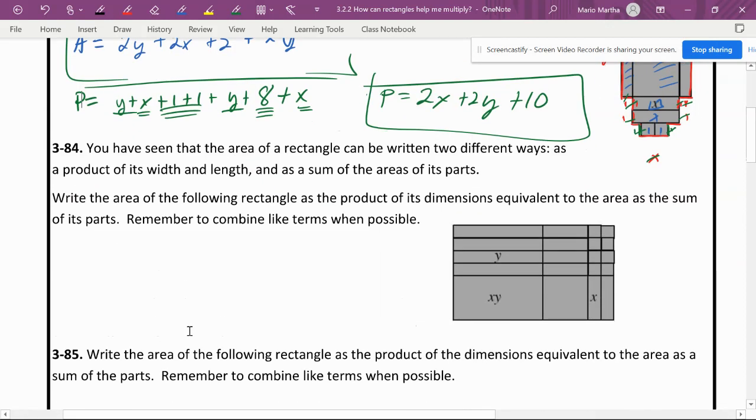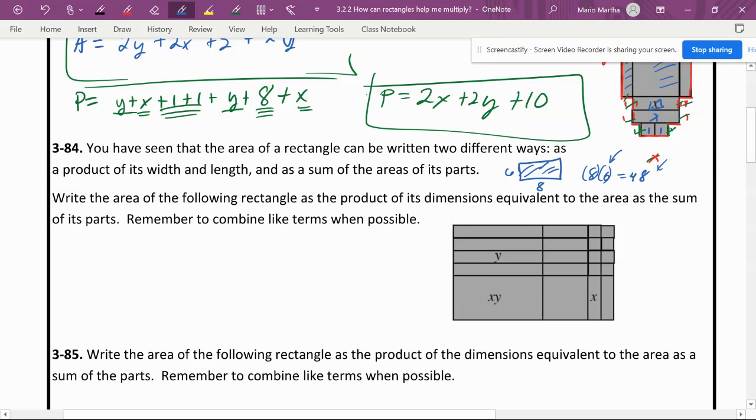Now let's look at problem 384, which is pretty much kind of the same thing. You've seen that the area of a rectangle can be written in different ways: as a product of the width and the length, and as a sum of the areas of its parts. So again, the area can be represented in 2 ways. Like, let's say we have a small rectangle where this side is 8, and the height is 6. So we know the area is just 8 times 6, which is 48. So again, the product of these two is 48, and that's still equal to 48.